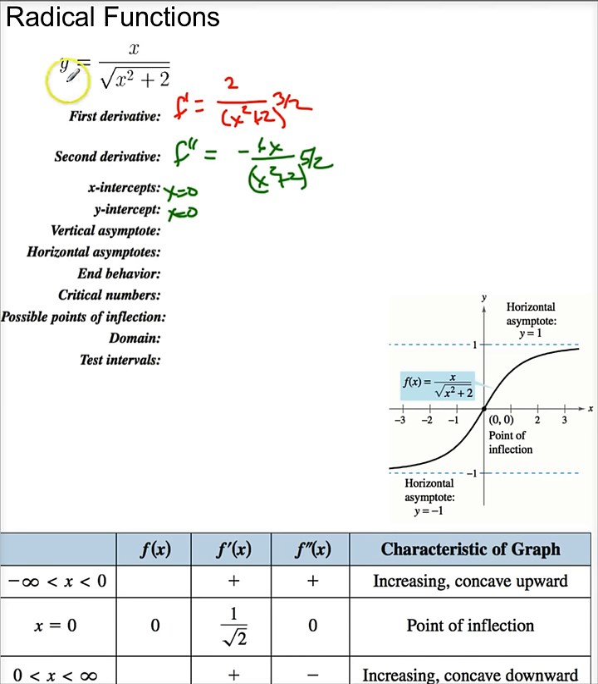Do we have any vertical asymptotes? Is there any way the denominator can be 0? And the answer is no. There's no way the denominator can equal 0, so we don't have any vertical asymptotes.